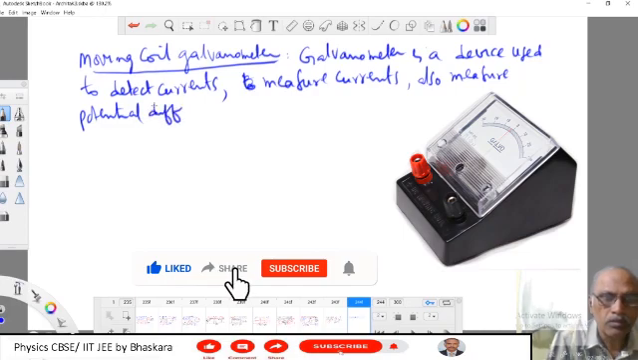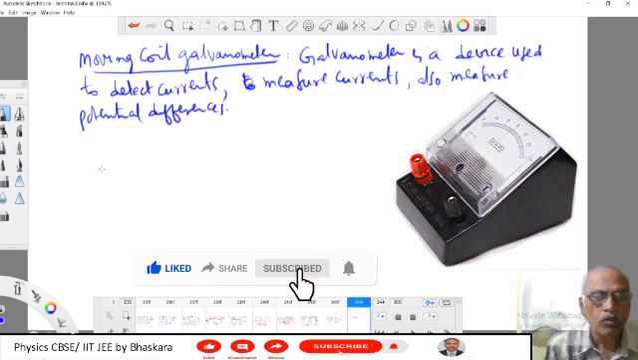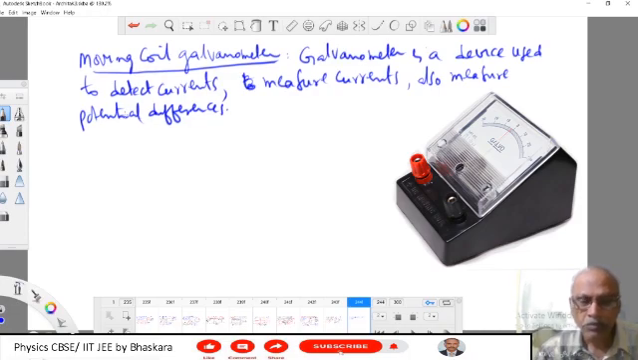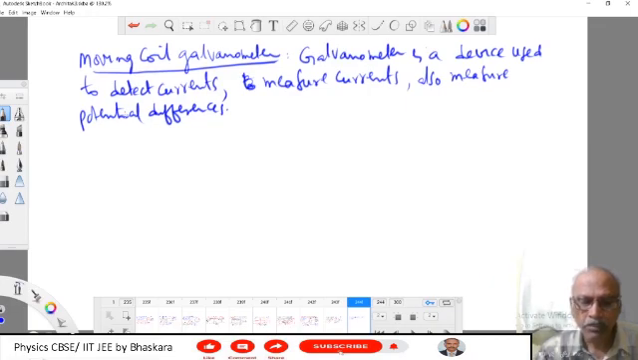Understood? Yes, sir. Now, the moving coil galvanometer is a device used to detect current, whether current is flowing or not. If current flows through the circuit, then the galvanometer needle will deflect. If no current, then the needle will be at the middle of the scale. We use this galvanometer in the meter bridge experiment, to find unknown resistance. If current flows, the needle will deflect either to the right or left side from the middle of the scale. If no current flows through the galvanometer, the needle will not deflect and will be at the middle of the scale.